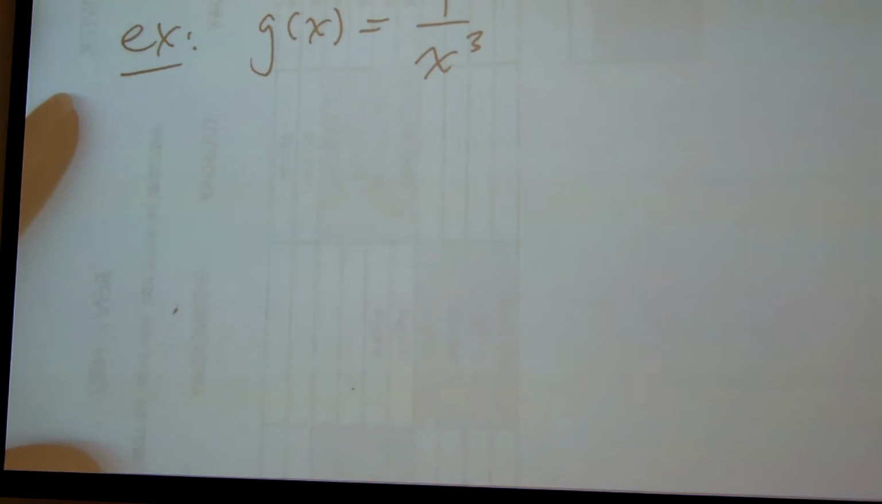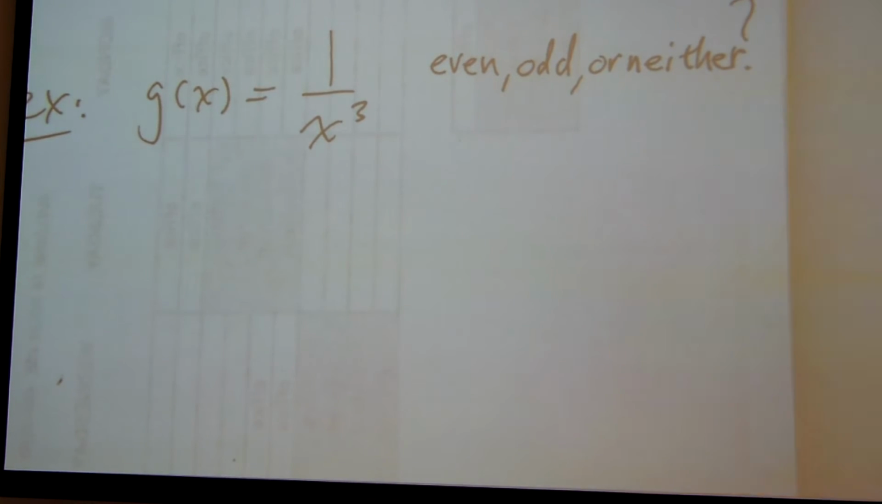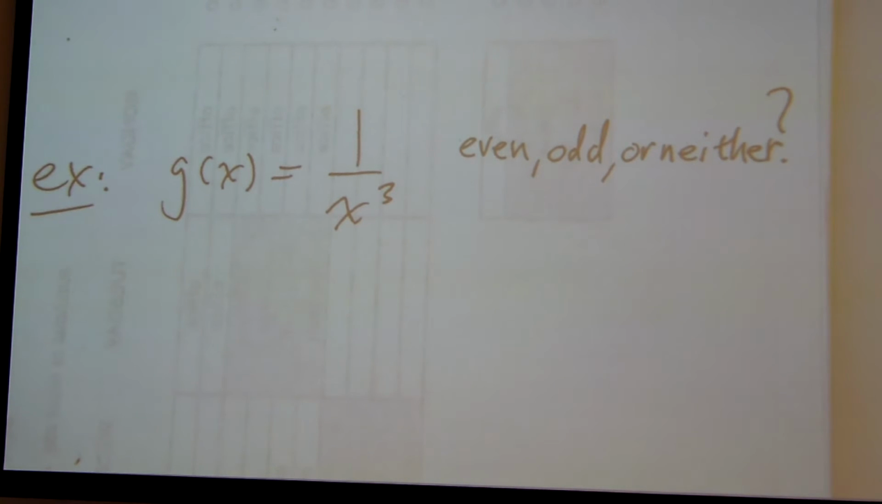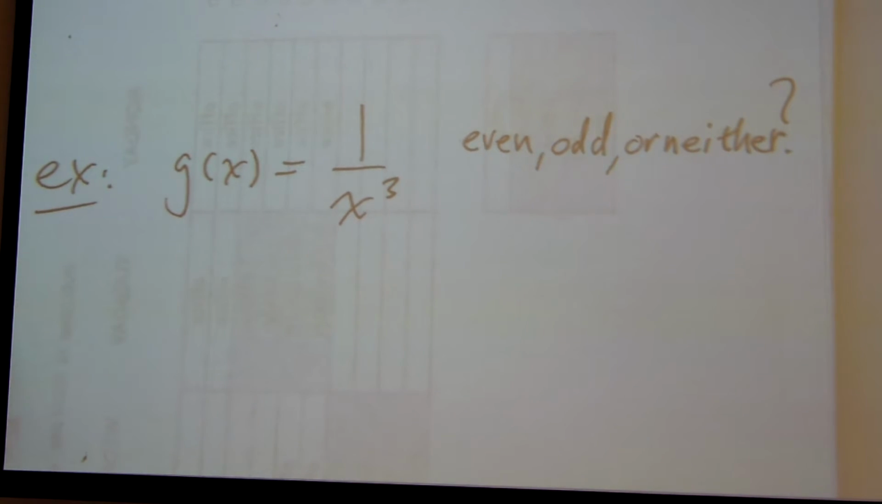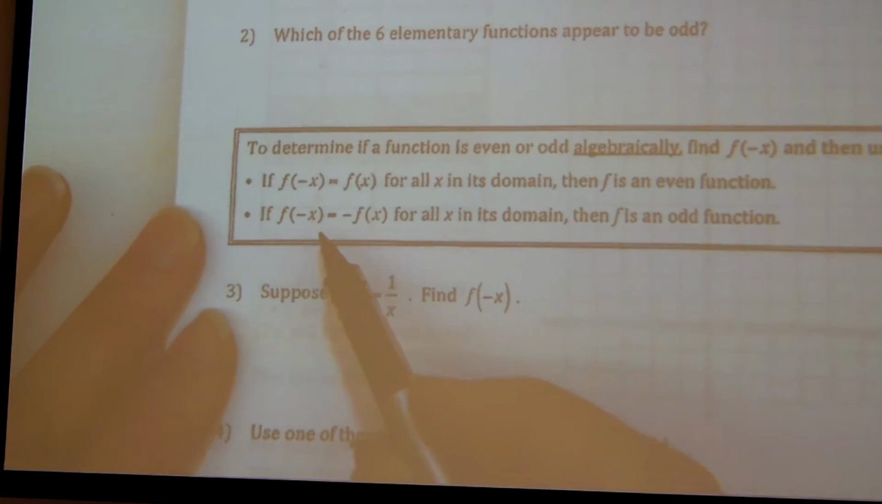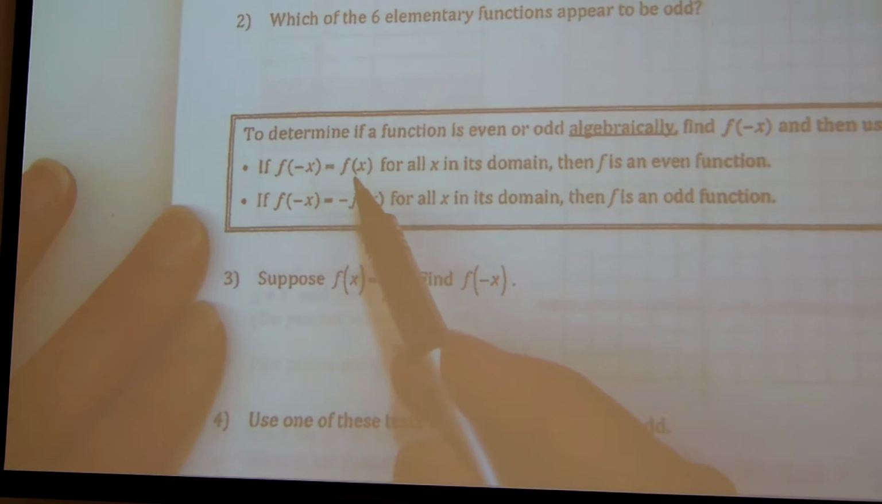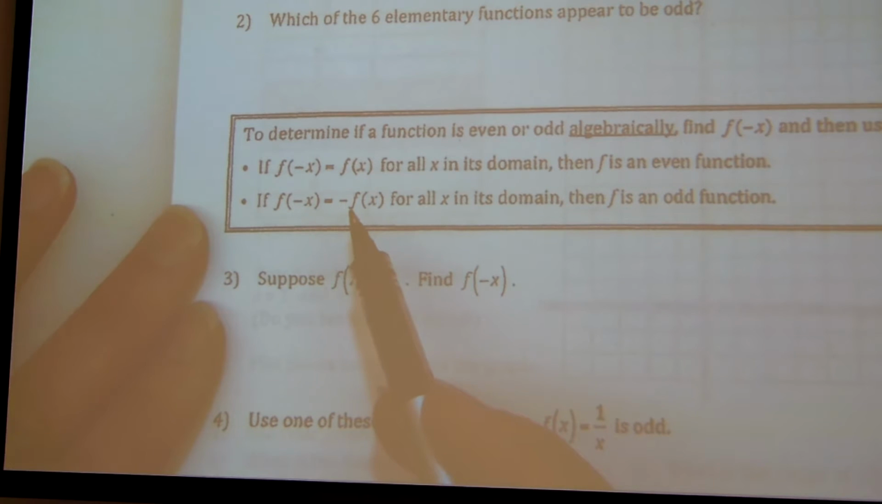So for example, suppose we're looking at g of x equals 1 over x cubed, and posing the question, is this even, odd, or neither? Because obviously lots of functions will have none of those symmetries and be neither even nor odd. What the test gives you are these formulas that look kind of hard to remember. If f of opposite of x is equal to f of x for all x in the domain, then it's even. If f of opposite of x is equal to the opposite of f of x, then it's odd.